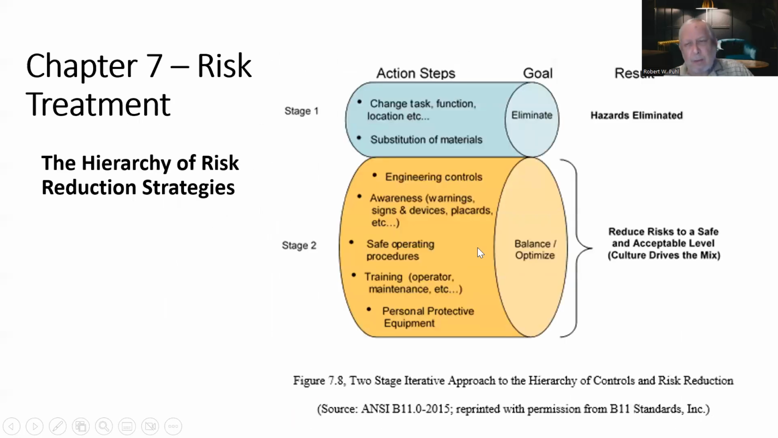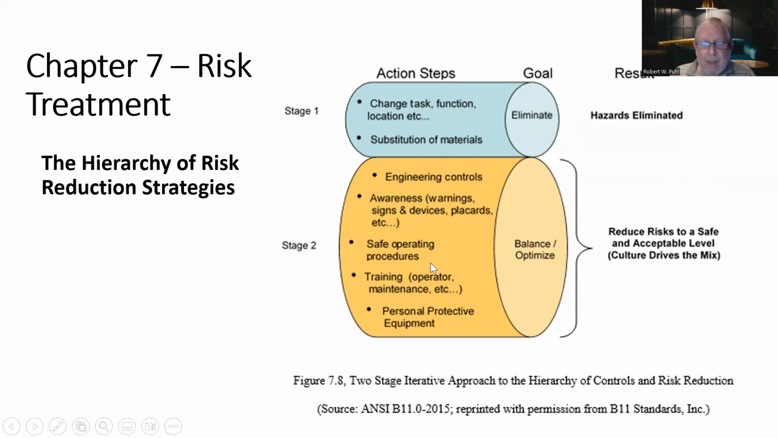Now, this one's in the book, Hierarchy of Risk Reduction Strategies, two-stage iterative approach, and it's there. Action steps: change task, function, location, etc. Substitution, materials, eliminate it. So they're just saying eliminate is one step, and everything else is the second step. Engineering controls, awareness, procedures, training, PPE.